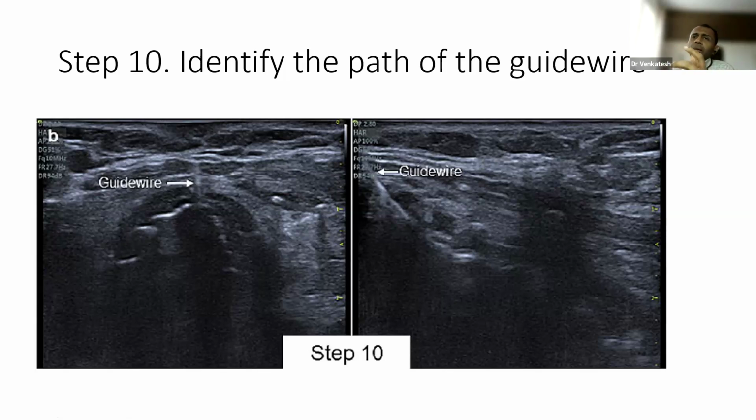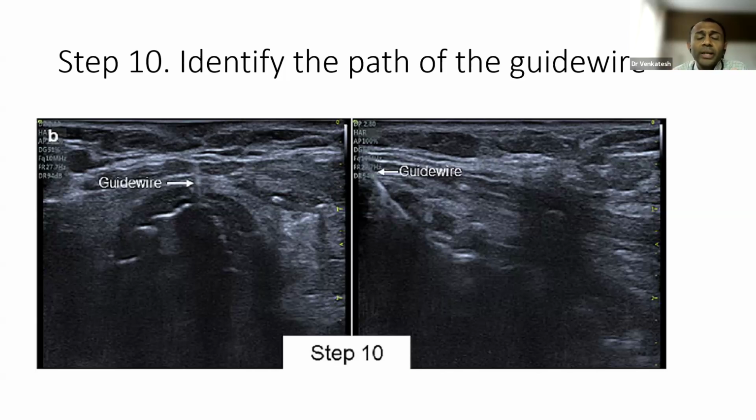You pull out the needle and through the cannula, you pass the guide wire, or you can use just the guide wire needle, no need of cannula. Pass the guide wire, get the needle out, stabilize the guide wire. But you should get the resistance approximately around 20-25 centimeter. You will get a resistance. The guide wire will not move forwards.